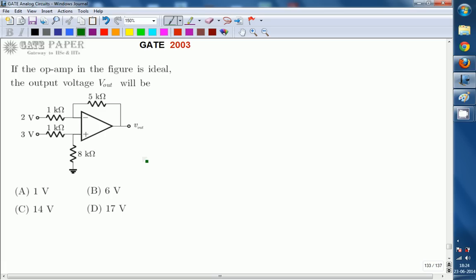If you observe the operational amplifier circuit given, it is connected with two input sources. One is 2 volts, which is connected to the inverting terminal, and the other is 3 volts, which is connected to the non-inverting terminal. Now, this circuit consists of more than one input source. Whenever a circuit consists of more than one input source, the overall response can be easily calculated by using the superposition theorem.